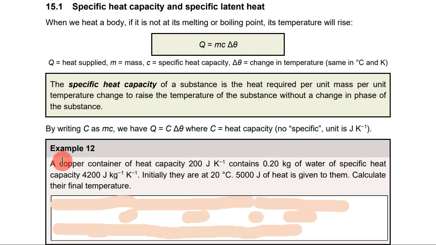Example 12. A copper container of heat capacity 200 joules per Kelvin. Notice that this is heat capacity, the big C, and not the specific heat capacity, the small c. If you look at the unit, the heat capacity, the unit is joules per Kelvin. That means if you want to get the number of joules, we just have to multiply this by the number of Kelvin. Joules per Kelvin multiplied by number of Kelvin will give you the number of joules.